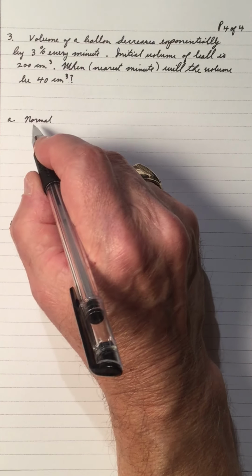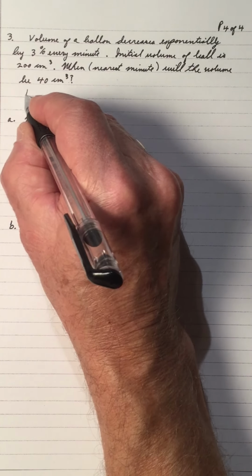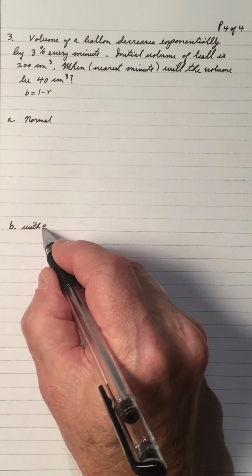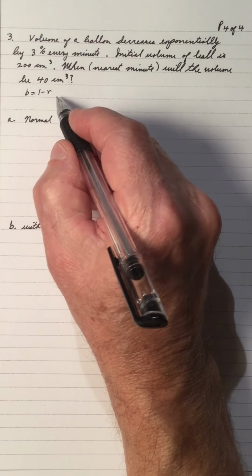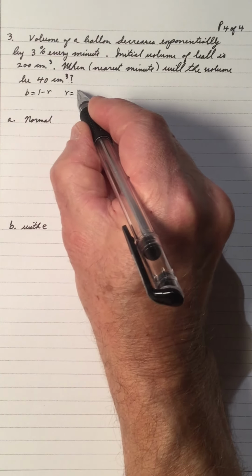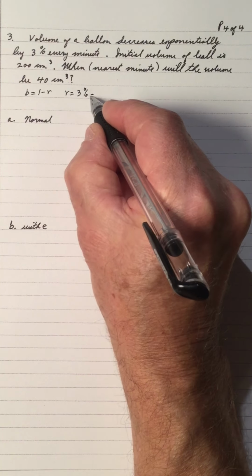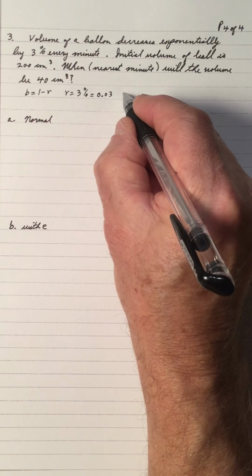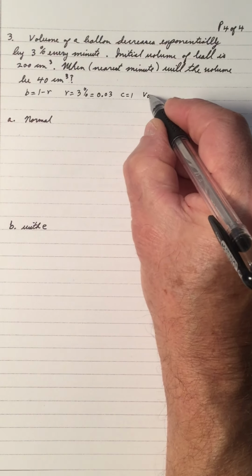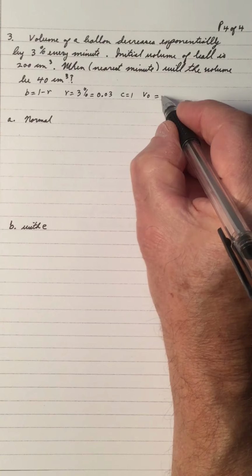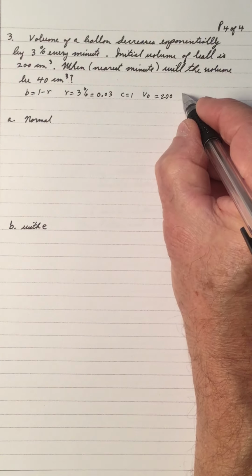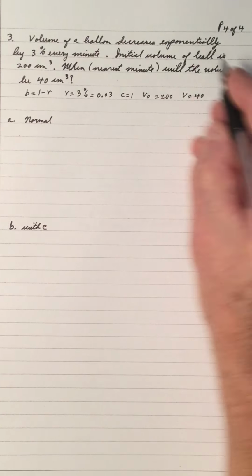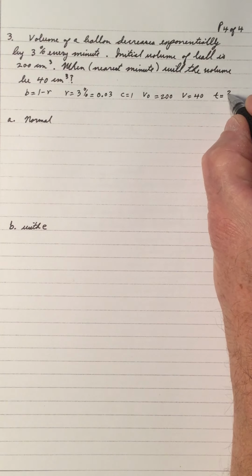And so we have a decrease, so the base is 1 minus r. If we're using e, then the base would just be e. We have a rate of 3%, and 3% is 0.03, and it's every minute, so c is 1. The initial volume is 200, and we want to find when the volume is 40 cubic centimeters, so we're looking for the time.